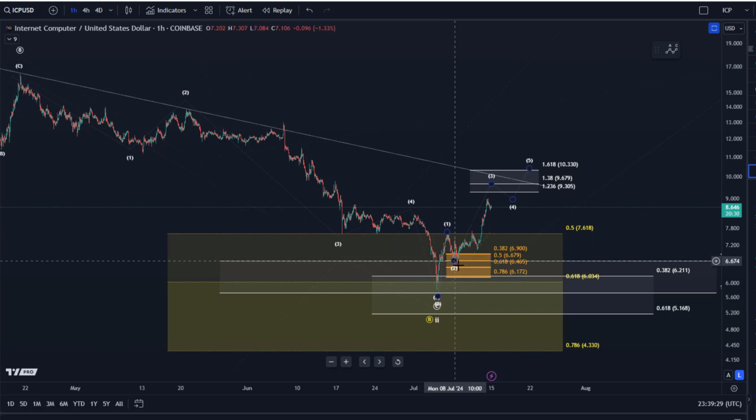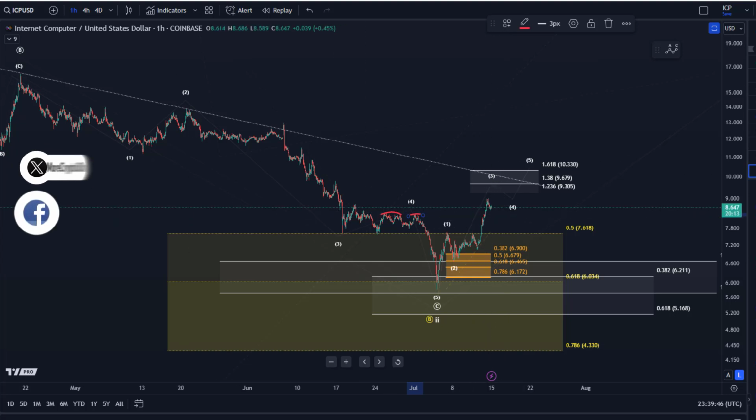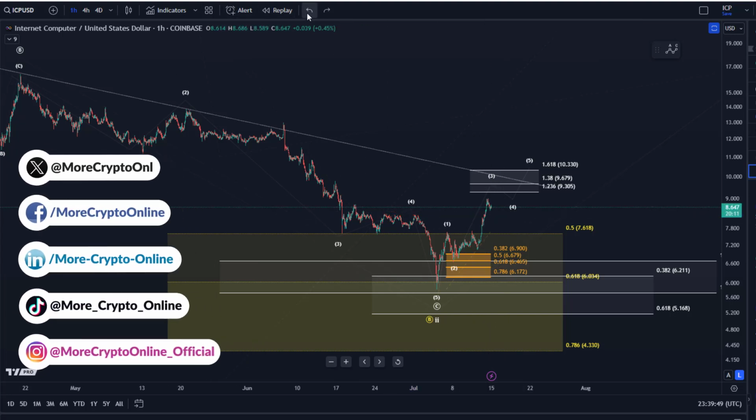ICP reversed in this support zone that we talked about, and it even broke above these previous swing highs that were located here around $8.40, $8.30. So we went above, right? And we are now sort of a little bit in breakout mode. However, we only have 3 waves up, so there's a little bit more work to do before I can really confirm that a low is in.